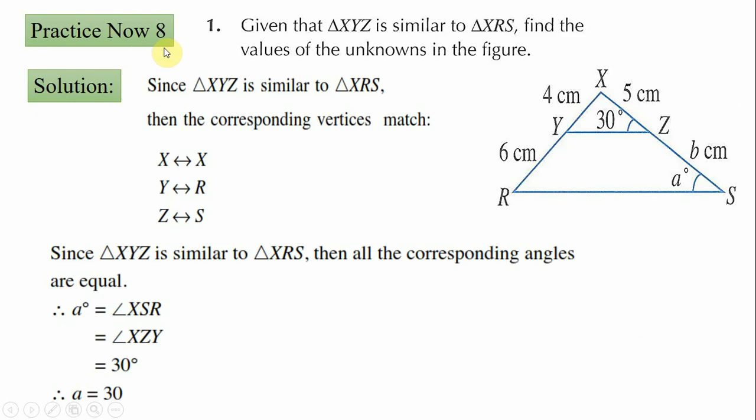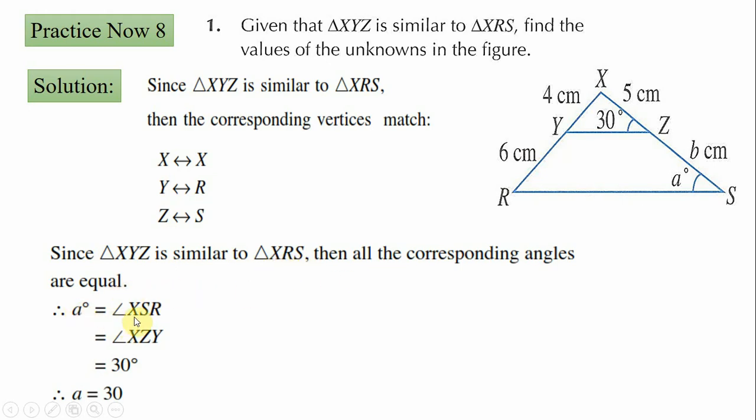Practice now 8. Question number 1. Given that triangle XYZ is similar to triangle XRS, find the value of the unknown in the figure. We will take the correspondence from this statement. X corresponds to X, Y corresponds to R, Z corresponds to S. Since the triangles are similar, all the corresponding angles are also equal.